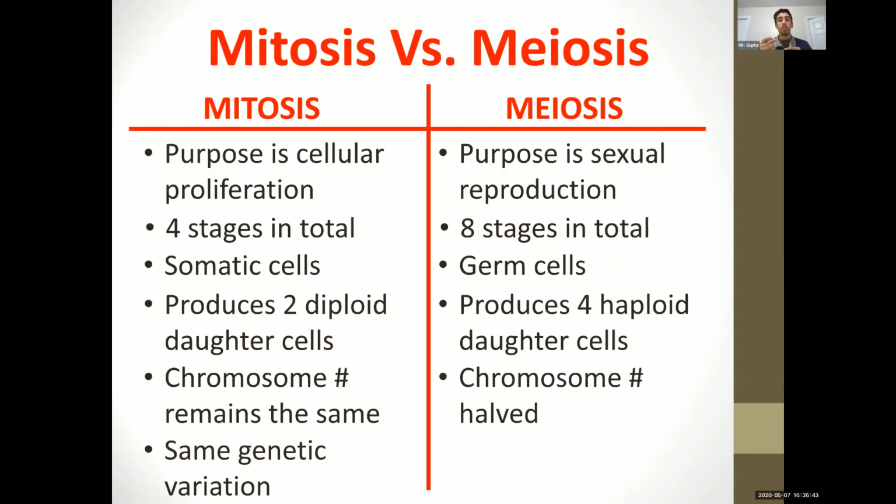The chromosome number is halved in meiosis, and we're going to explain this a little further on into the lesson. And finally, genetic variation is increased. In meiosis, we get increased genetic variation due to events such as crossing over.